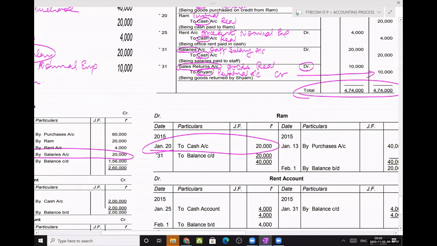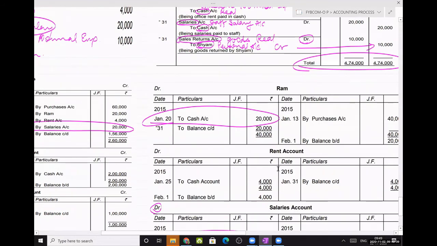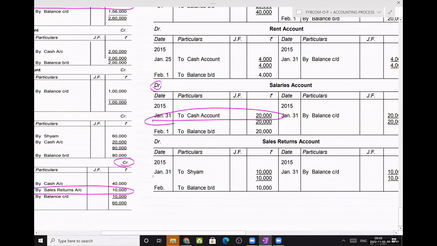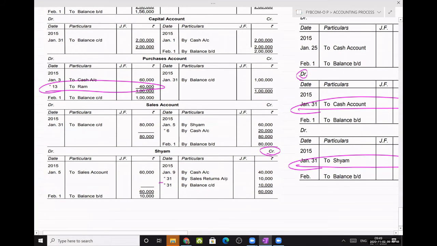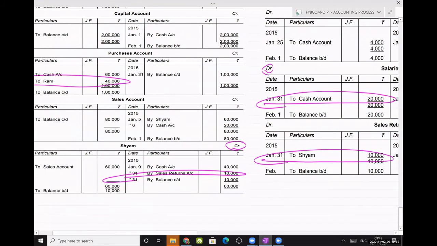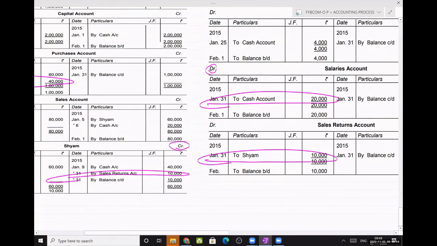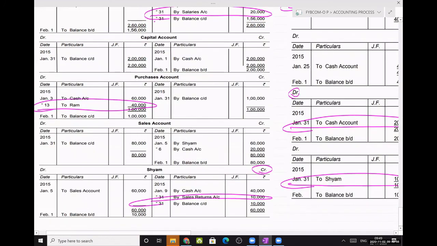And last was sales return. So sales return to Shyam. Second effect Shyam के books में on the credit side by sales return. Okay, sales return debit and Shyam credit. Fine.